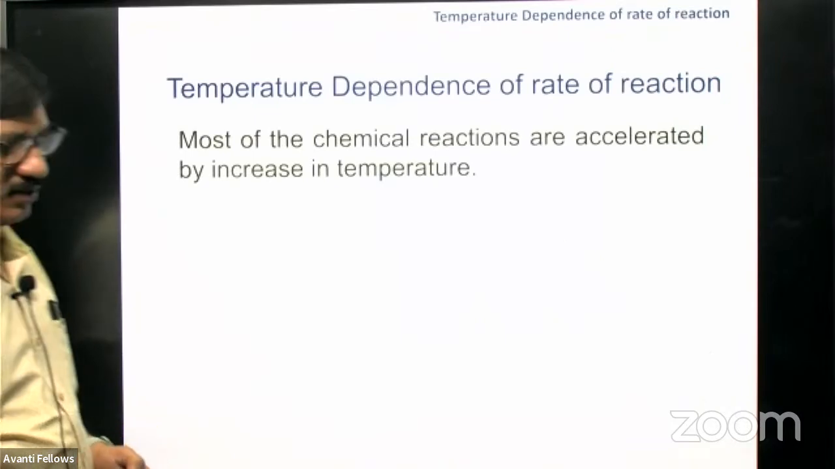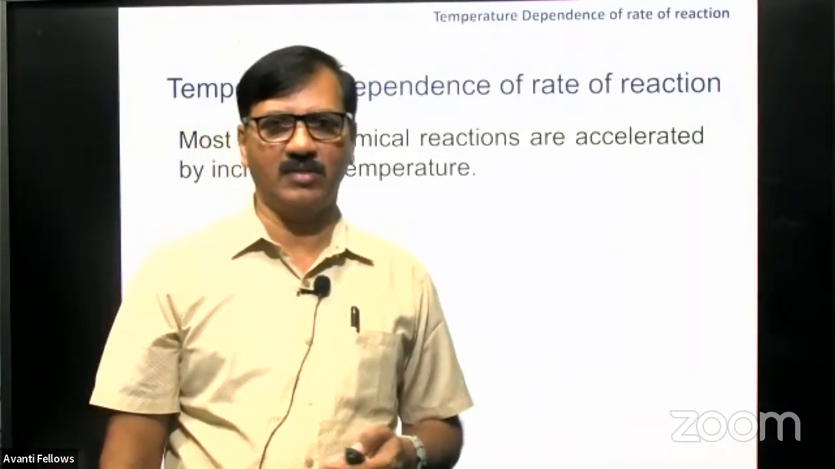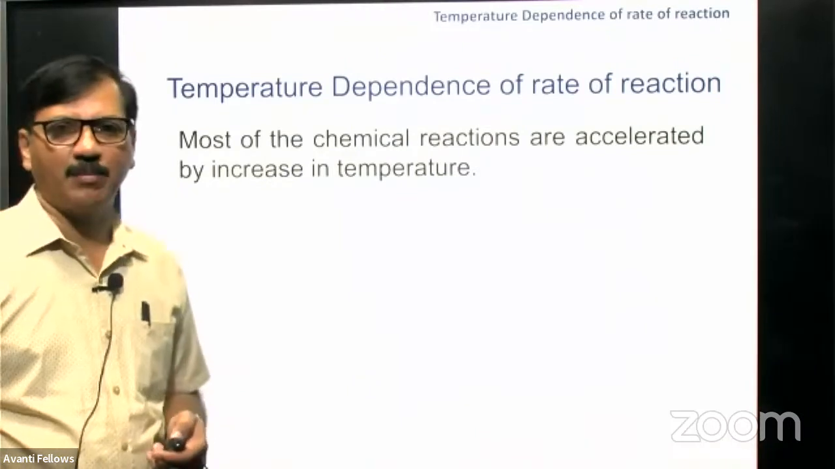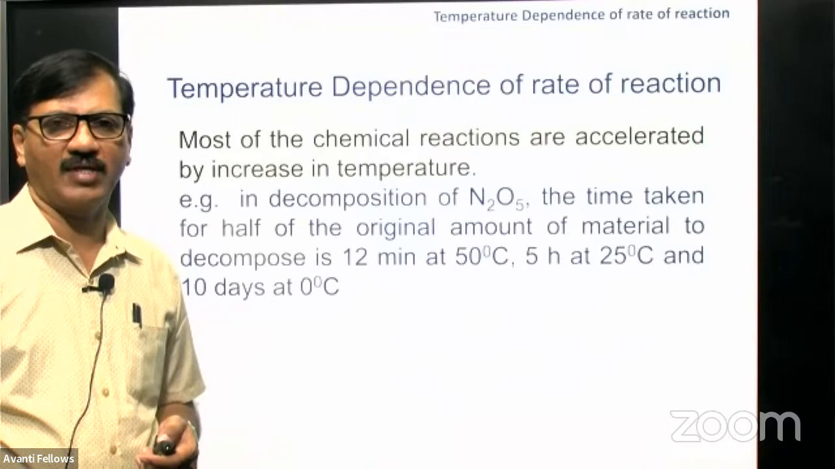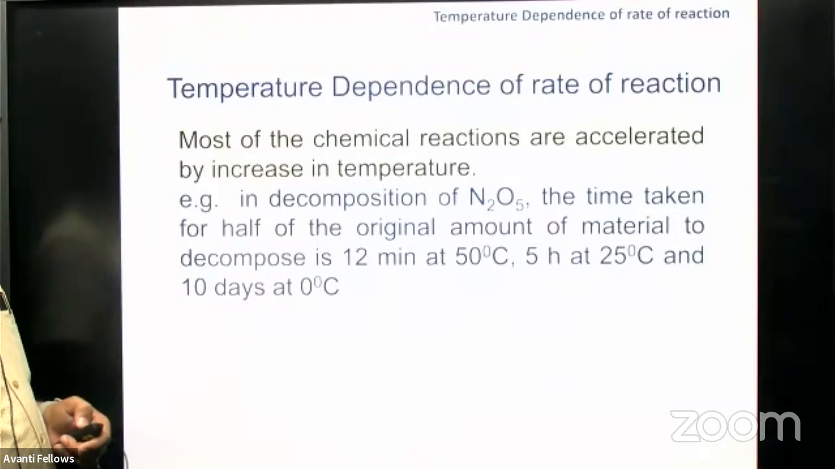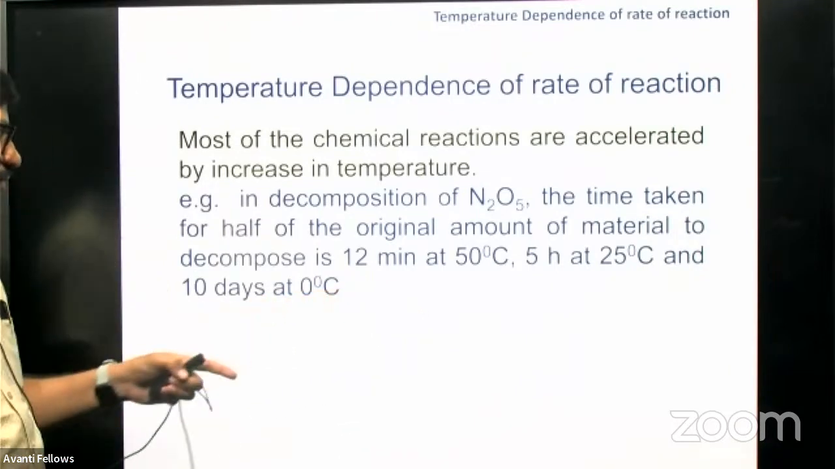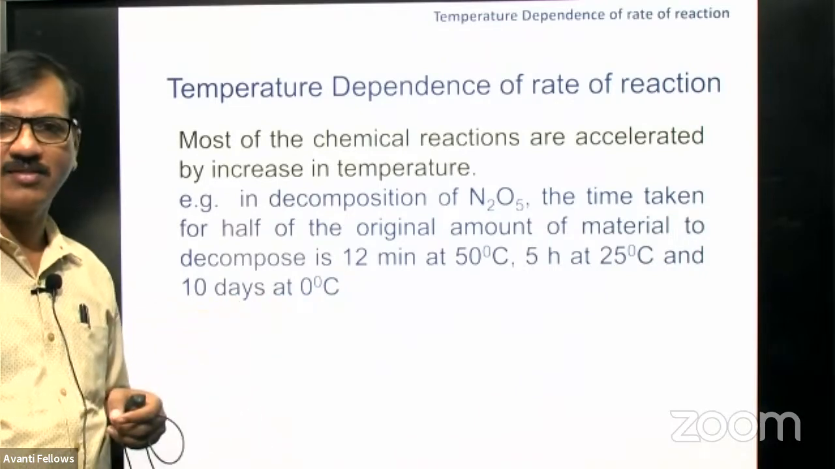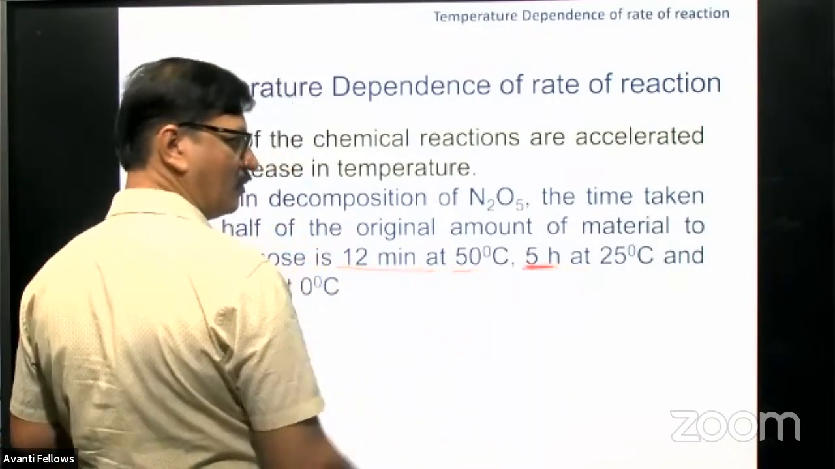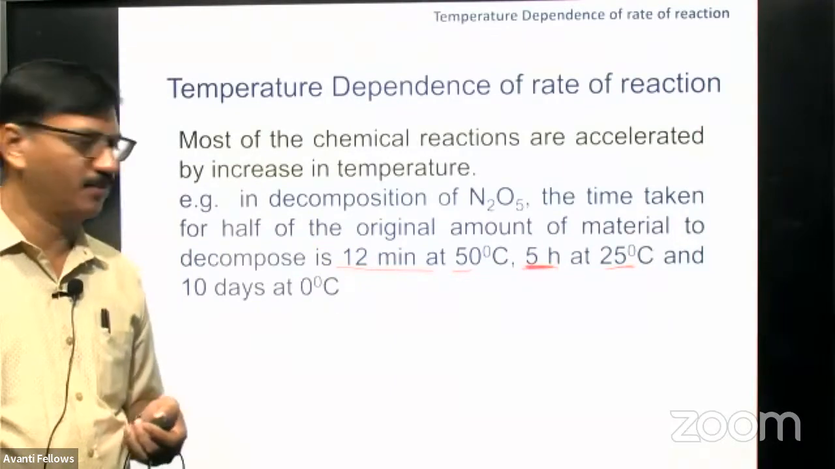Temperature dependence of rate of reaction. The next part is temperature dependence: how the temperature changes the rate of the reaction. Most of the chemical reactions are accelerated by increase in temperature. That is what we observe. An example is the decomposition of N2O5. The time taken for half of the original amount of material to decompose is 12 minutes at 50 degrees Celsius, 5 hours at 25 degrees Celsius, and 10 days at 0 degrees Celsius. Look at this: it depends upon the temperature, how the temperature affects it.